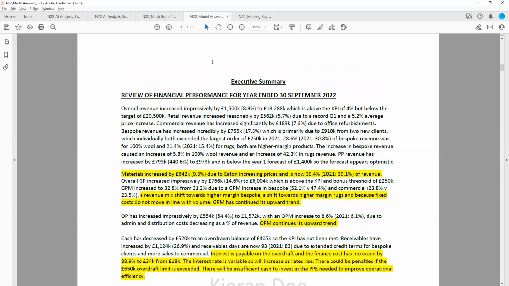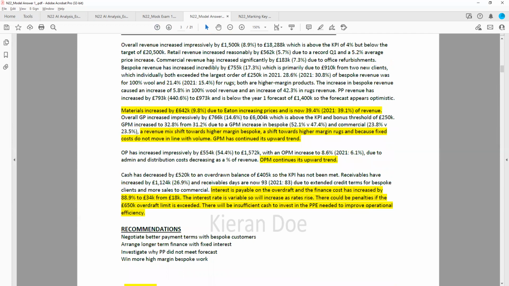That's an important point of significance, because then the directors are aware that if we focus our efforts on bespoke work, then that's going to improve the profit margin of the whole business. So it's like a big picture point. It's like looking at the business as a whole. Profit margin overall is increasing because of the changes in revenue mix.